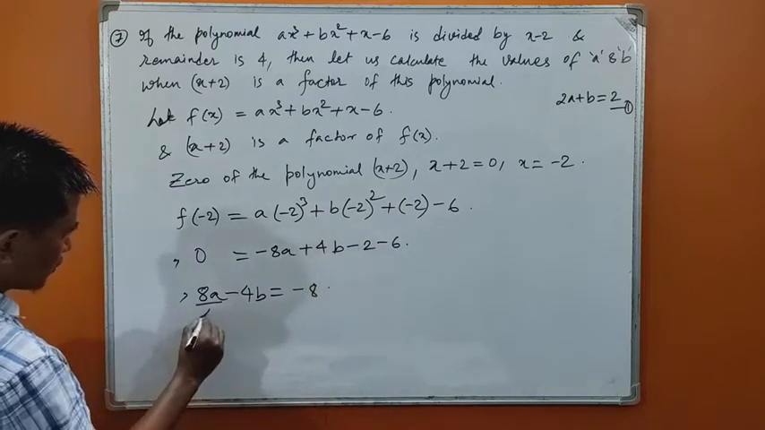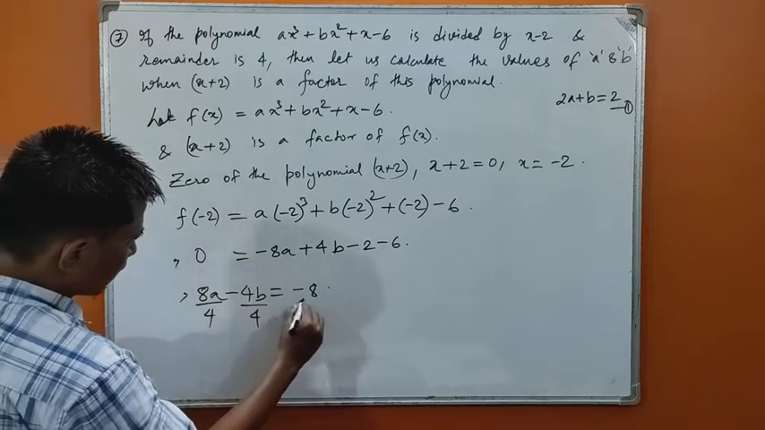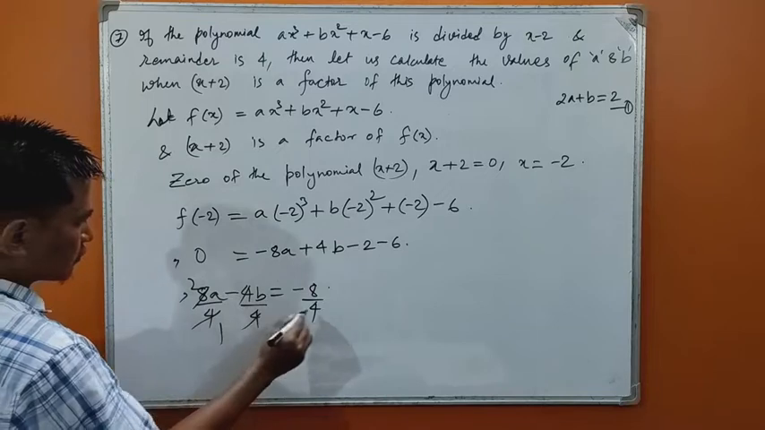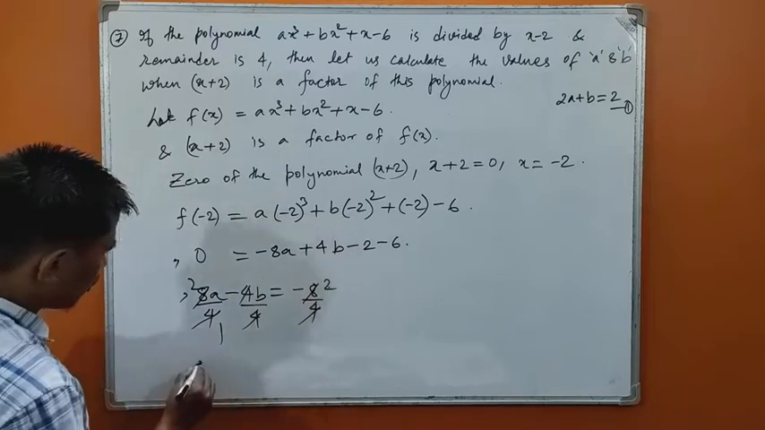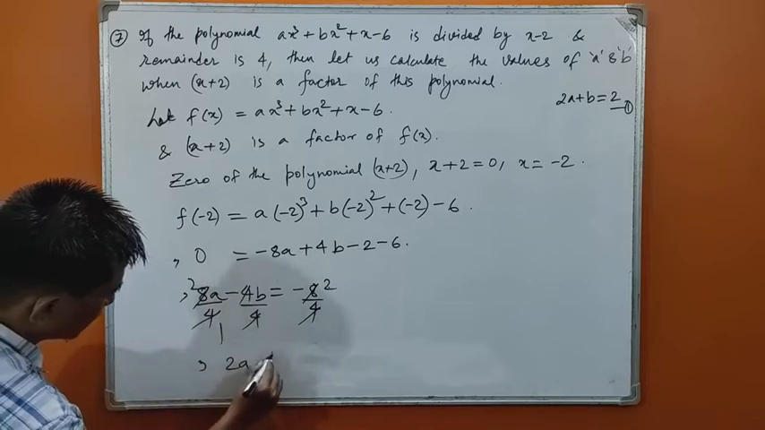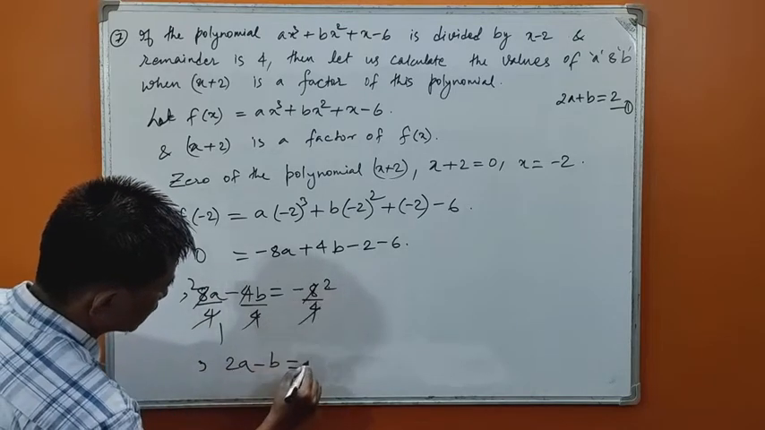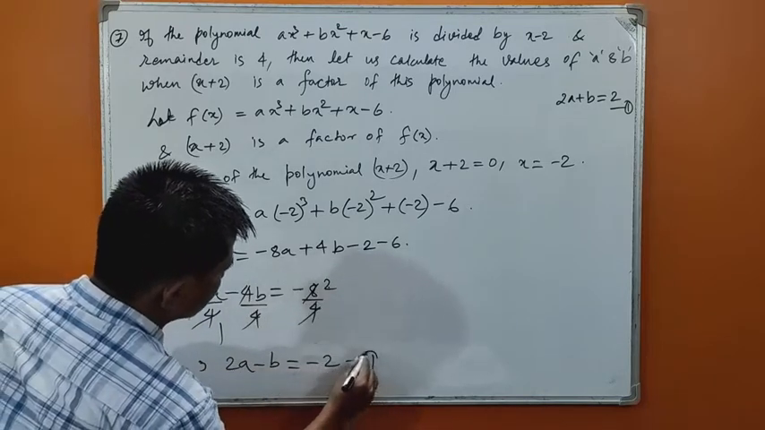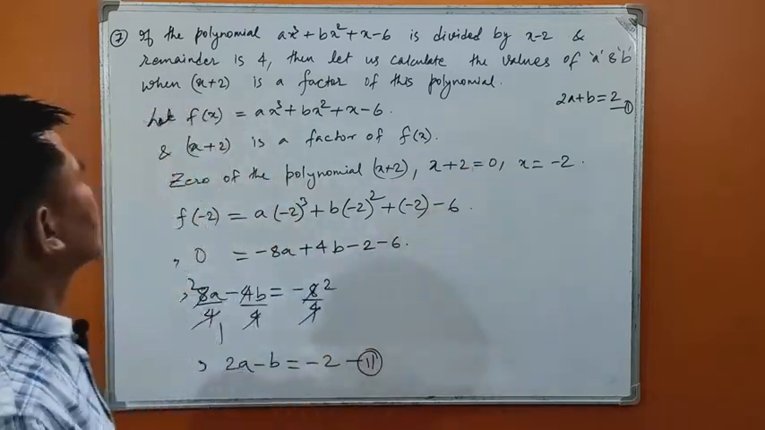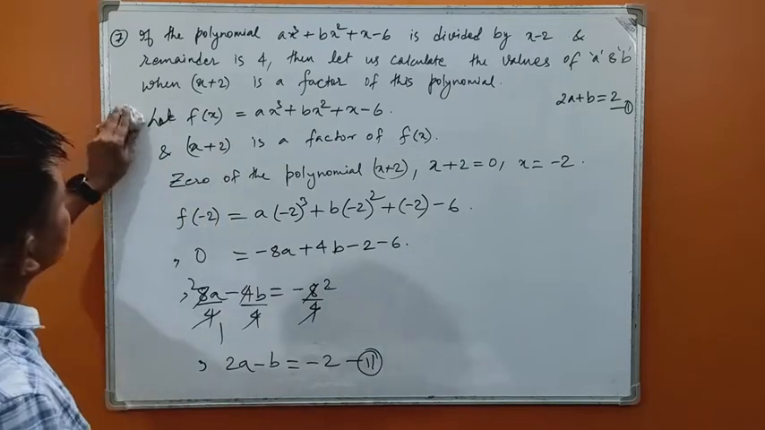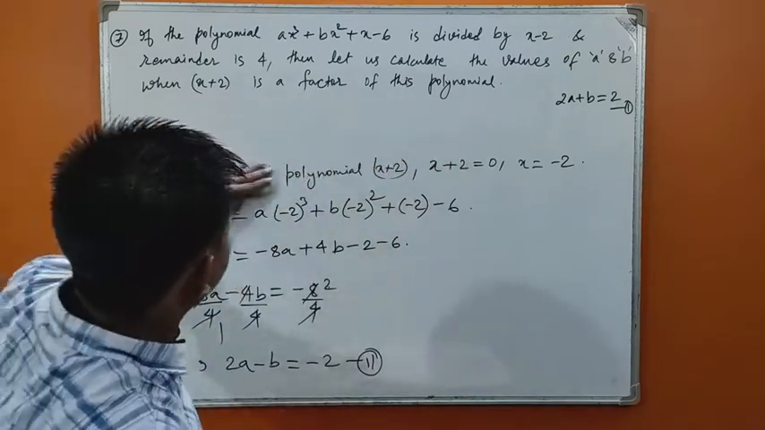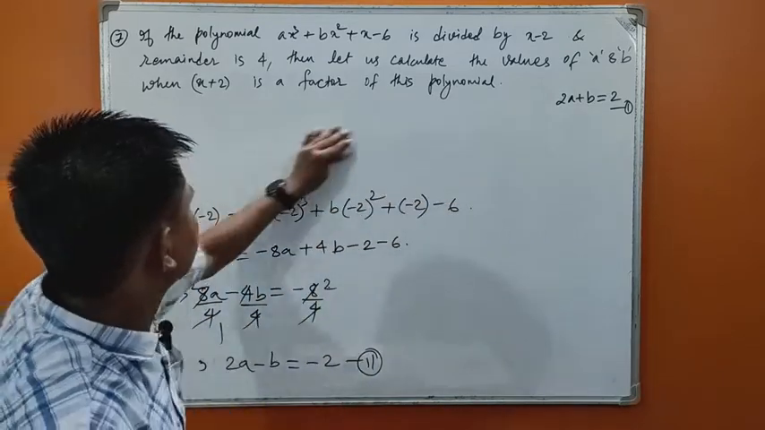Now let's reduce this by dividing throughout by 4. 4 1 is 4, 4 2 is 8, 4 and 4 cancel out, 4 1 is 4, 4 2 is 8. Or 2 into a is 2a minus b equal to minus 2, isn't it? This is equation 2. Now let us solve this equation 2 and this equation 1. Okay? Please take the screenshot. I am erasing this. Now solving equation 1 and 2, we will find the value of a and b. Okay?